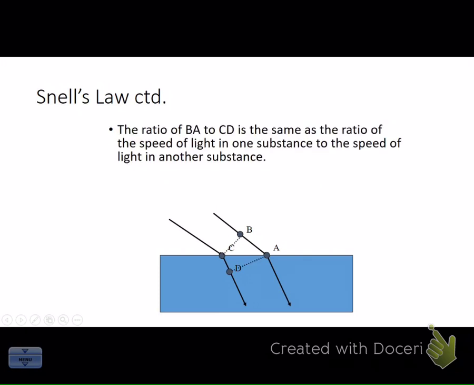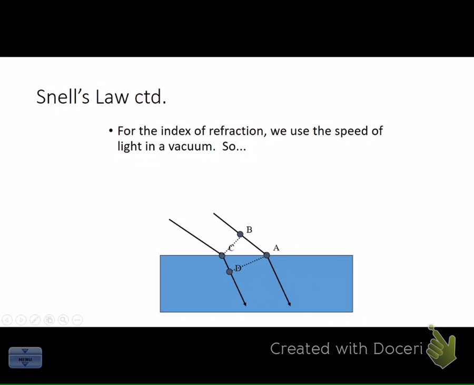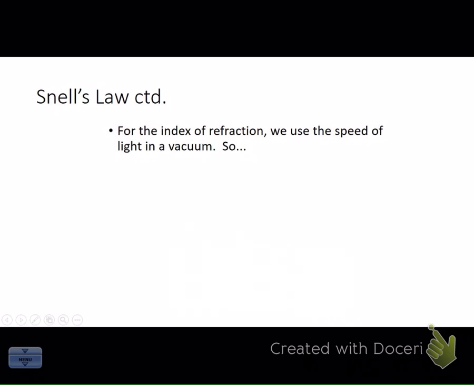The ratio of the BA to CD is going to be the same as the ratio of the speed of light in one of those substances to the speed of light in the other substance. And since for the index of refraction we use the speed of light in a vacuum, what we end up getting is an expression to define the index of refraction.